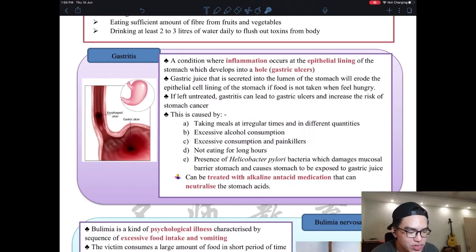So gastric juice secreted in the lumen will erode the epithelial lining. This happens to us all the time. The acid will eat away your stomach lining every day, but you don't feel anything because you replenish the epithelial cells every day. So why would you have gastric? Maybe it's because of a genetic thing, or you really did starve yourself, or you just have a bad eating schedule. If food is not taken when you feel hungry and it's left untreated, gastritis can lead to gastric ulcer and increase the risk of stomach cancer.